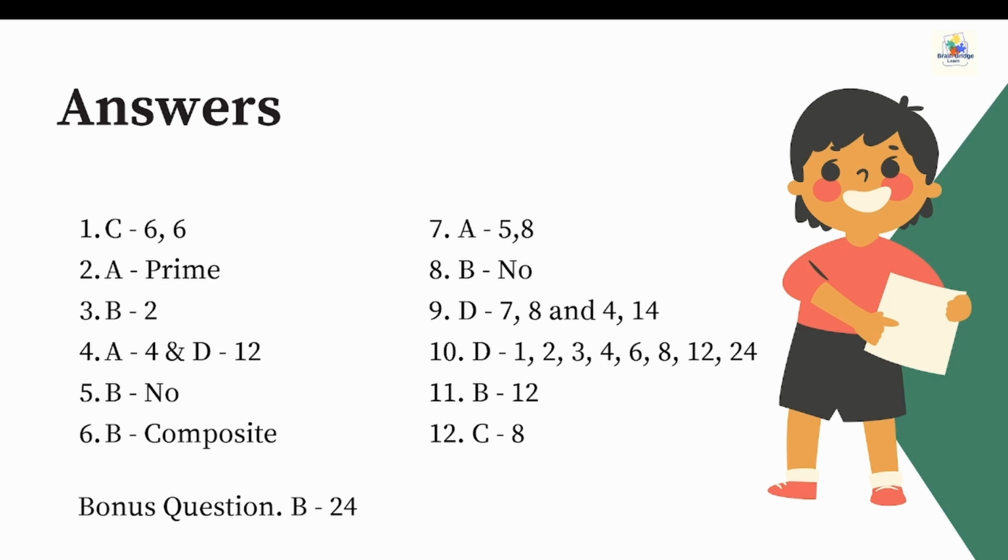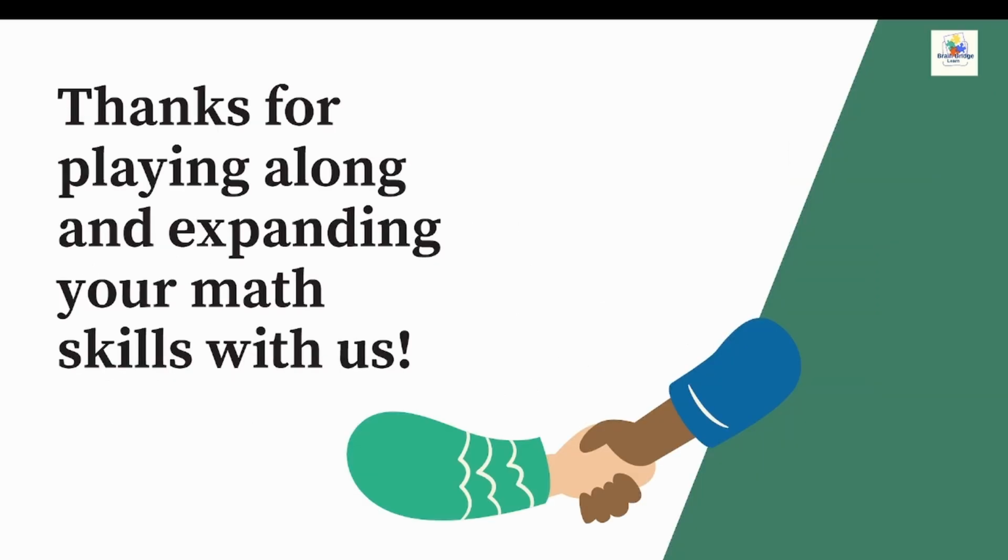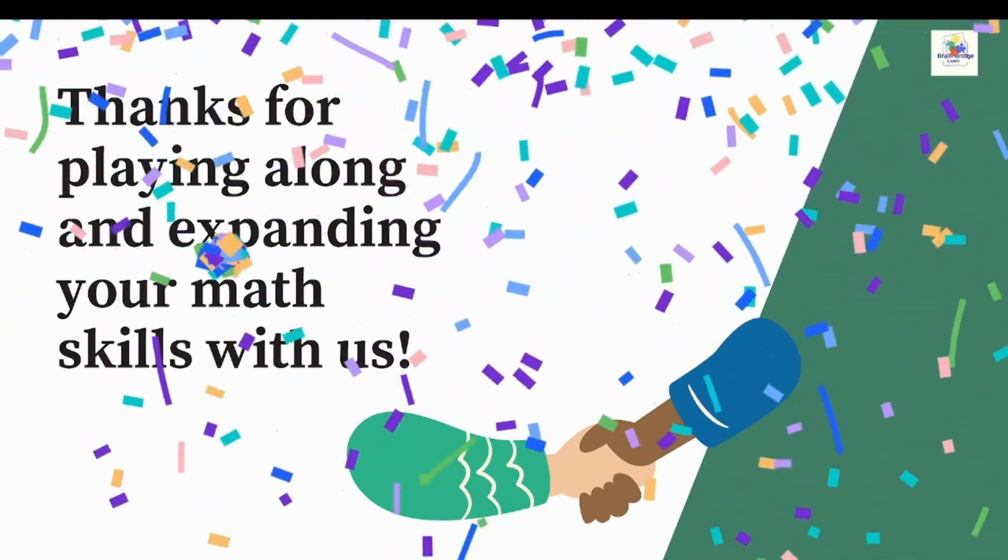Eighth, B, 8. B, no. Ninth, D, 7, 8 and 4, 14. Tenth, D, 1, 2, 3, 4, 6, 8, 12 and 24. Eleventh, B, 12, and twelfth, C, 18. The answer for the bonus question was B, 24. So thanks for playing along and expanding your math skills with us.